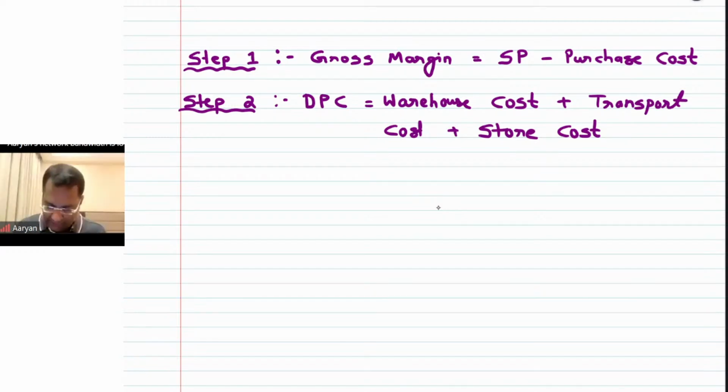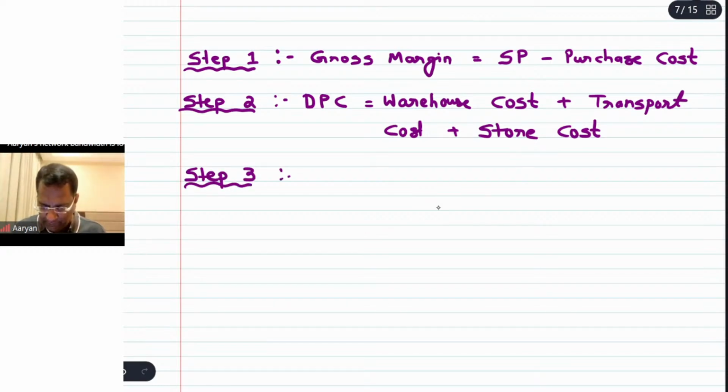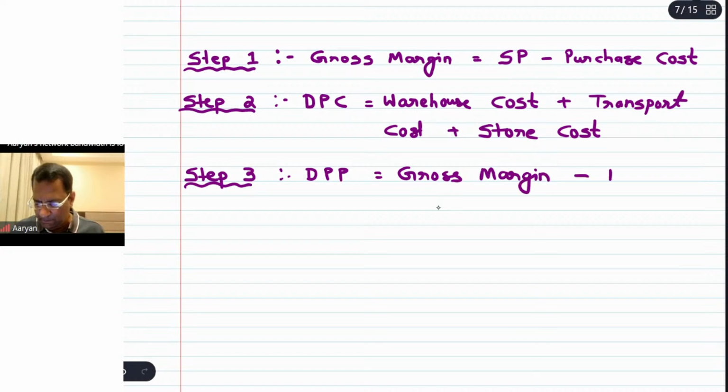Okay. And now the last step, step number 3: DPP, direct product profitability, is equal to gross margin minus DPC, direct product cost. Direct product profitability is equal to gross margin minus direct product cost.